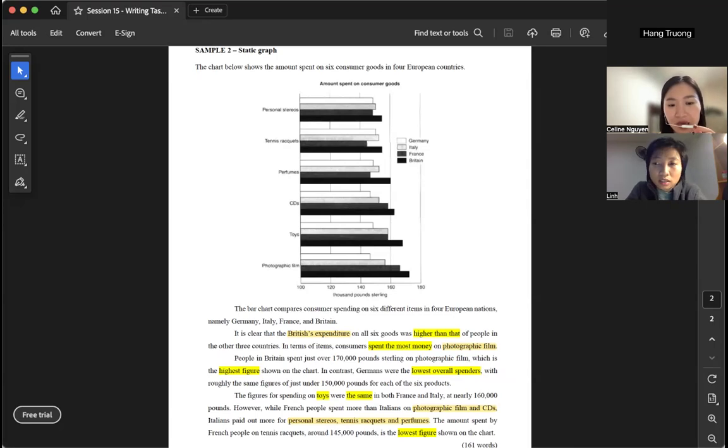Amount of spending on photographic film. No, not only photographic. For Britain, only the highest numbers are shown in the paragraph. And for Germany, the writer put an average number for each of the six products because they're quite similar.